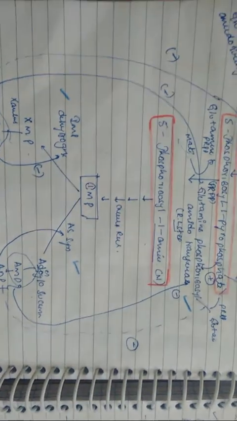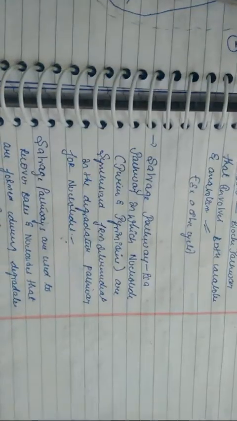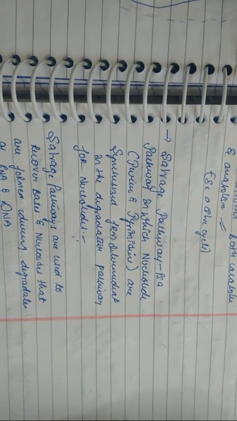So now let us understand the basic concept of the salvage pathway. What is the salvage pathway? Before that, let's understand the concepts of the salvage pathway. The salvage pathway is a pathway in which nucleotides, purine or pyrimidine, are synthesized from intermediates in the degradation pathway of the nucleotides. The salvage pathway is used to recover bases and nucleosides that are formed during degradation. So what is it trying to tell us?